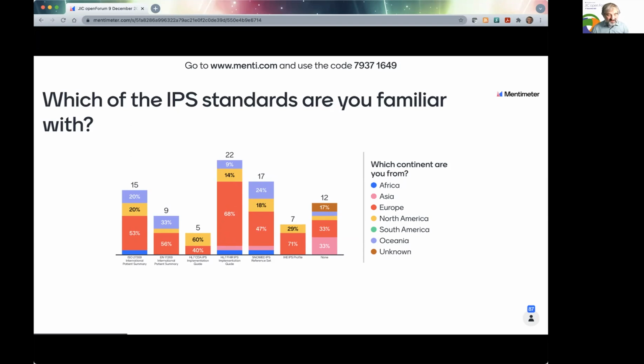Yeah, so we see a clear favorite here, which is the native HL7 FHIR IPS specification, which is also the root of everything, and the core place where IPS is developed and further developed at the moment. But obviously the ISO version of it is known to everyone, and rather small, to be honest, is the SNOMED IPS reference set.